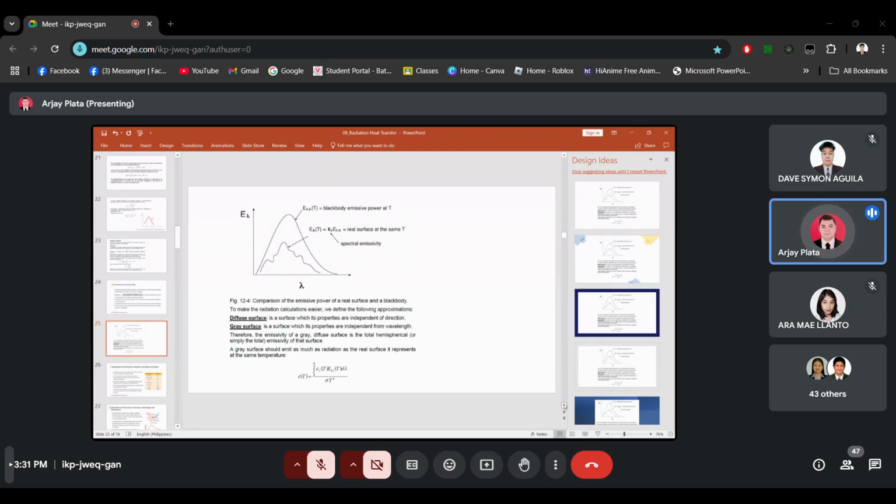This is a graph of emissivity and wavelength. It's a comparison of the emissive power of a real surface and a black body. Ito yung black body. So mataas yung kanyang emissivity. Ito naman yung real surface. Baba lang yung emissivity niya.